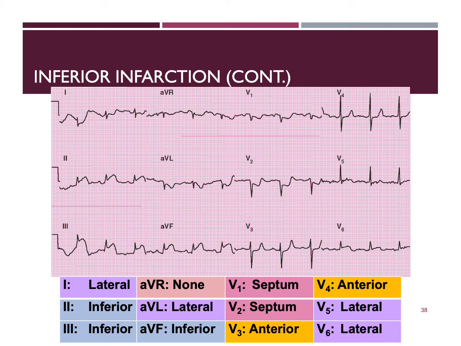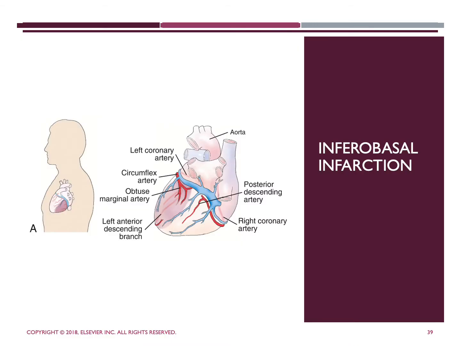So when looking at this ECG strip here, what I want you to know is the ST segment elevation in leads 2, 3, and AVF, as well as the reciprocal ST segment depression in leads 1 and AVL. So inferobasal infarction, which is what we're looking at here, the coronary anatomy is going to show us a dominant right coronary artery, or the RCA, and occlusion of the RCA will commonly result in an inferior and inferobasal infarction.